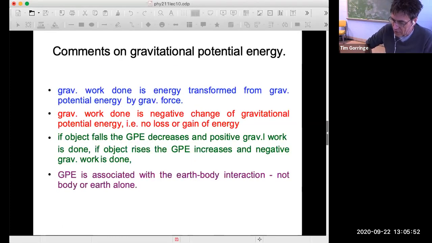So, to summarize, some comments on this new concept of gravitational potential energy. When a gravitational force does gravitational work, it is transforming or transferring energy from a kind of store of gravitational potential energy. Gravitational work done is the negative change of the gravitational potential energy. What that means is, when you pull gravitational potential energy out of the store, you're not going to lose any energy, and you're not going to gain energy. However many joules you transfer with the work done is the amount of joules that you lost in the gravitational potential energy store.